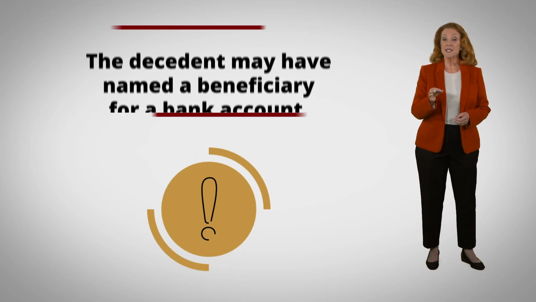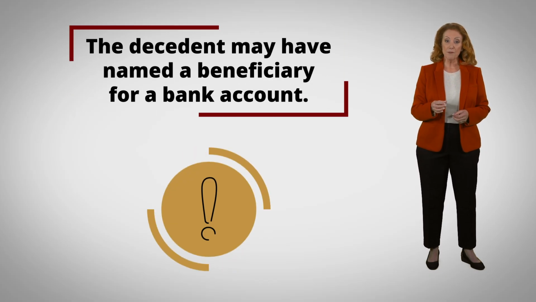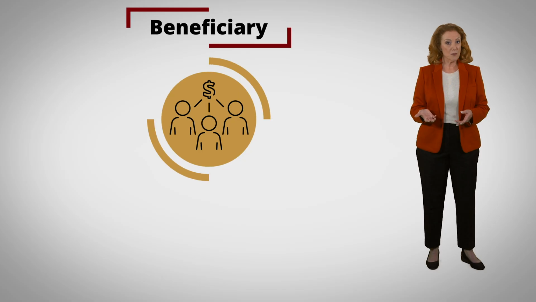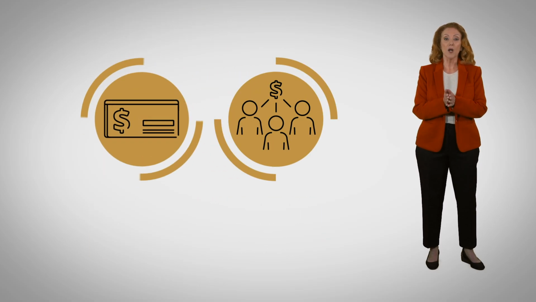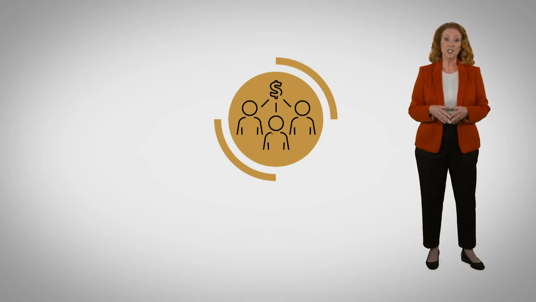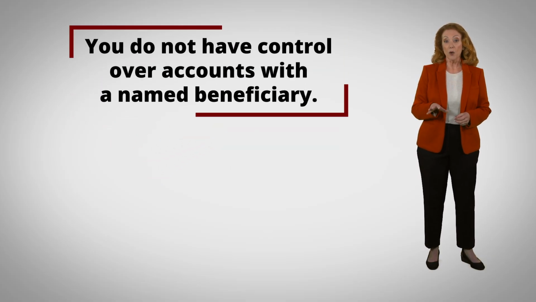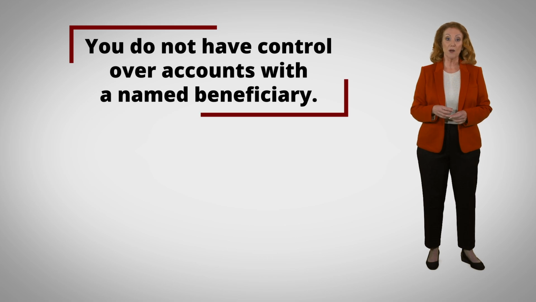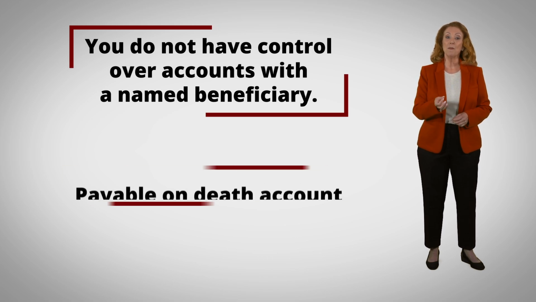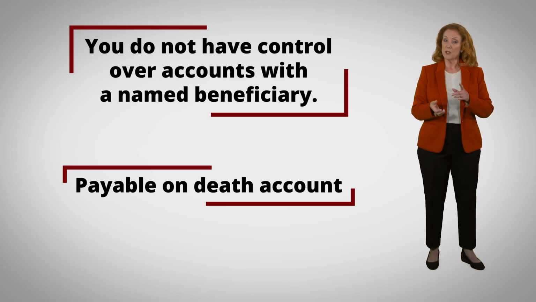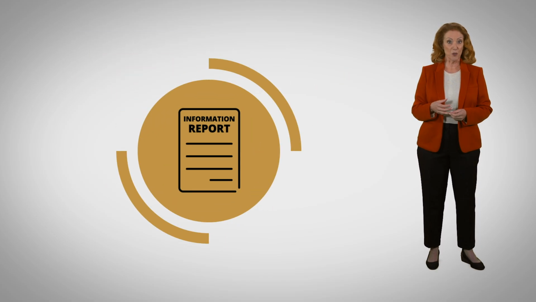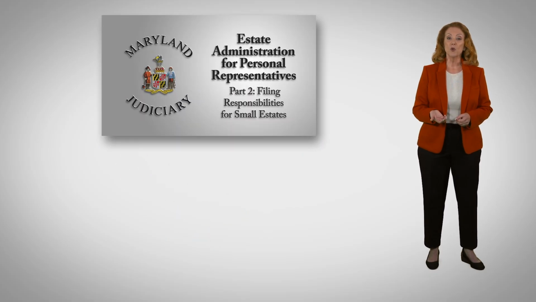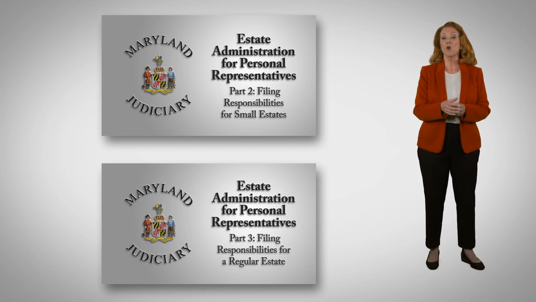Keep in mind the decedent may have named a beneficiary for a bank account. If there is a beneficiary, the account is not probate property. The account will automatically pass to the beneficiary. You do not have control over accounts with a named beneficiary. This is typically called a payable on death account. You do, however, need to report this type of account on the information report. Watch Part 2 or Part 3 of this series for more information about payable on death accounts.